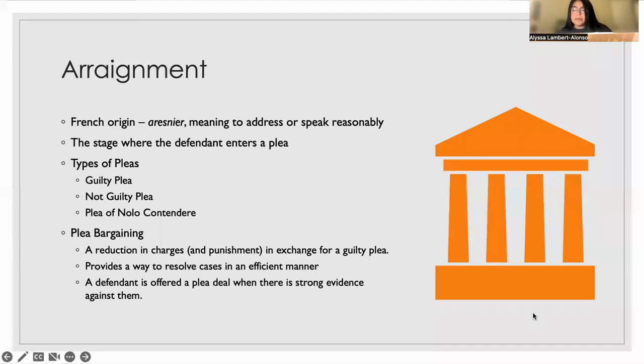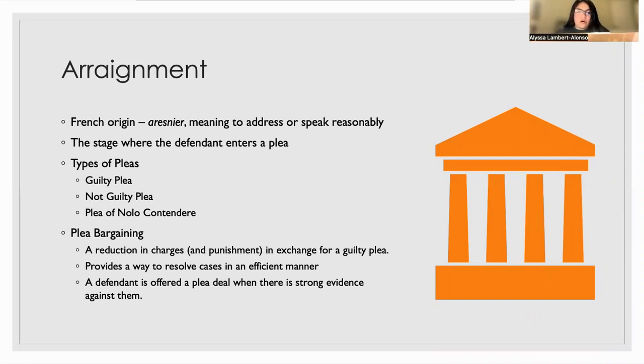So the next topic is arraignment. It comes from the French word aresnier, which means to address or speak reasonably. This is where the formal reading of the charges occurs, and this is also the stage where the defendant enters a plea.